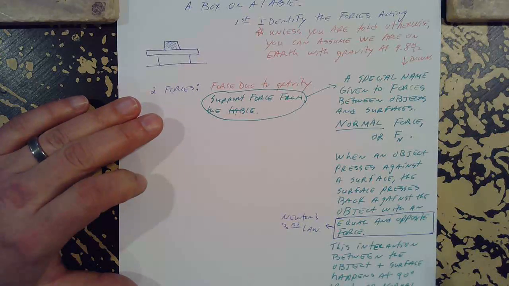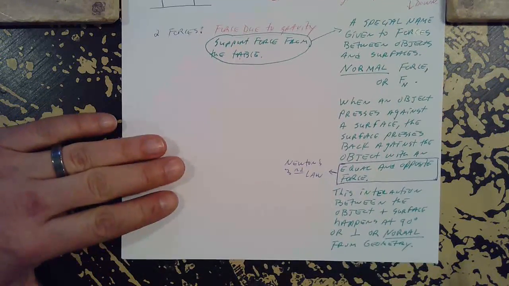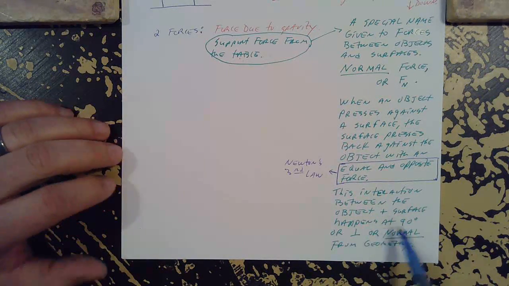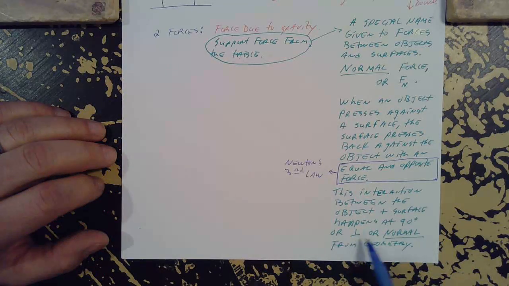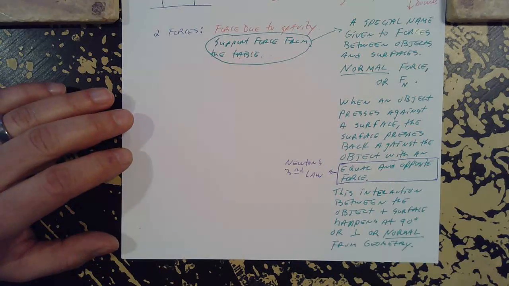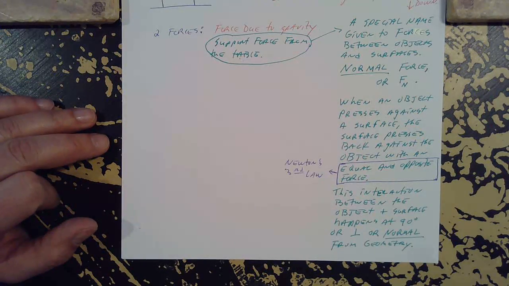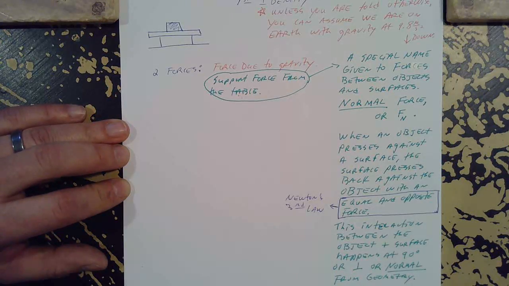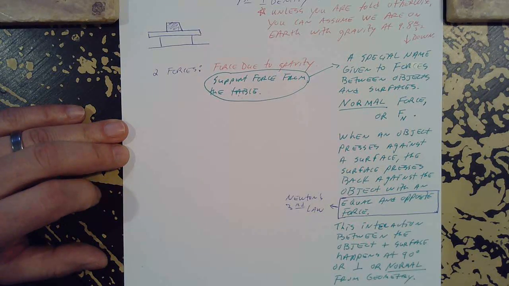So if you're wondering why the term normal is used, this interaction between the object and the surface happens at 90 degrees, or perpendicular, or normal, from your geometry class, that term that they use for a vector or ray that's in contact with a surface at 90 degrees. Okay, now that we know the two forces that are acting on the object in this case, the second thing we need to do is label them in the diagram.